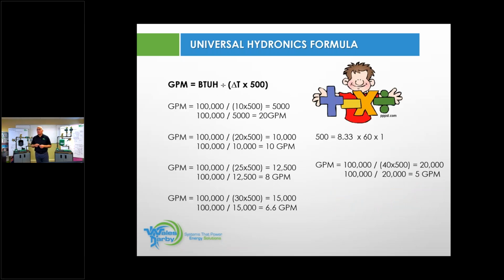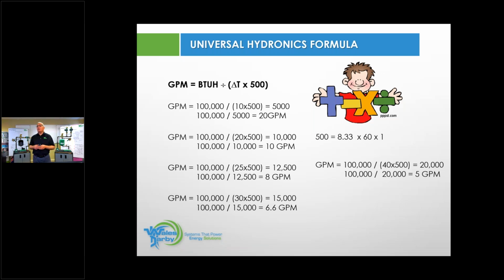So here, if you want to take a screenshot of this, what we did for you is we did some different scenarios, same BTU, but we went from a 10 to a 20 to a 25 to a 30-degree delta, and you can see how the GPM changes. Now, this is something to really pay attention to, because depending on your project, you may want to open up the delta in order to downsize some piping. You have the ability to do that, and you can also use that to save some cost on the job.